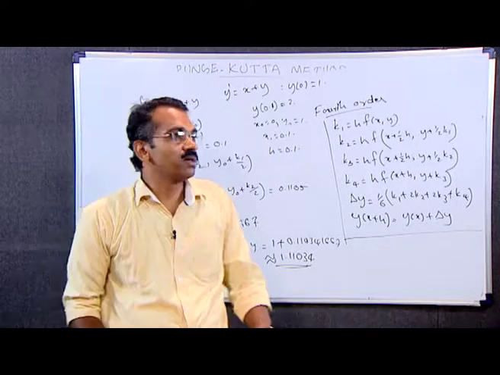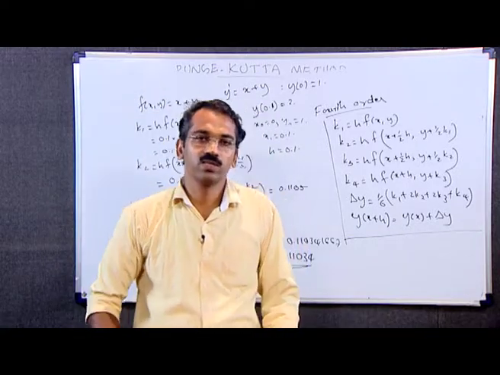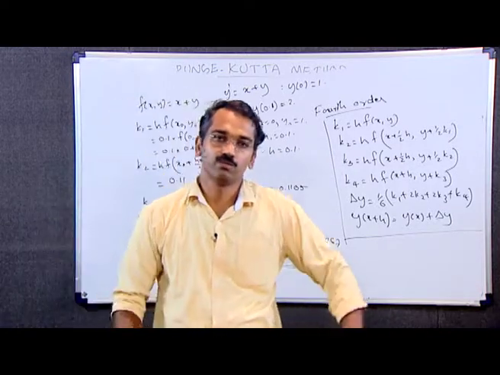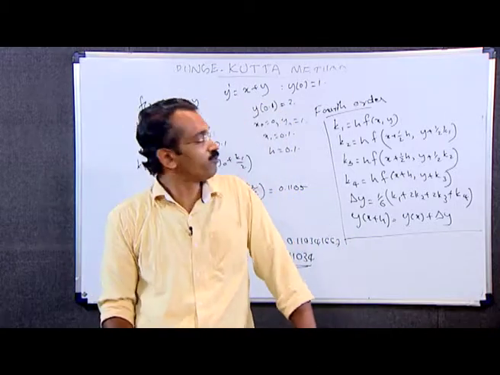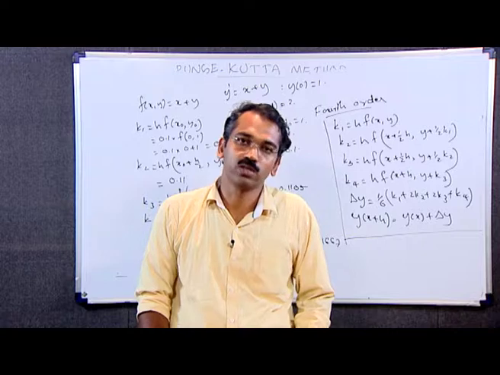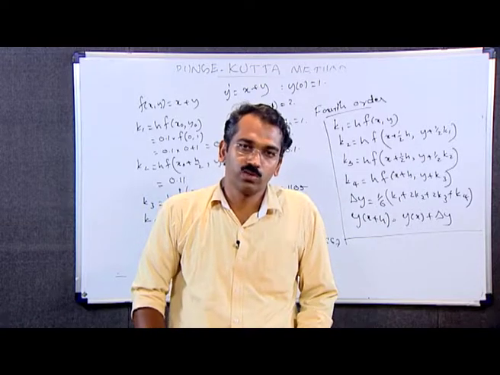With this example, let me conclude this session. In this session, we discussed the Runge-Kutta method of solving the differential equation of the form dy by dx is equal to f of x y, given that y of x naught equal to some y naught.